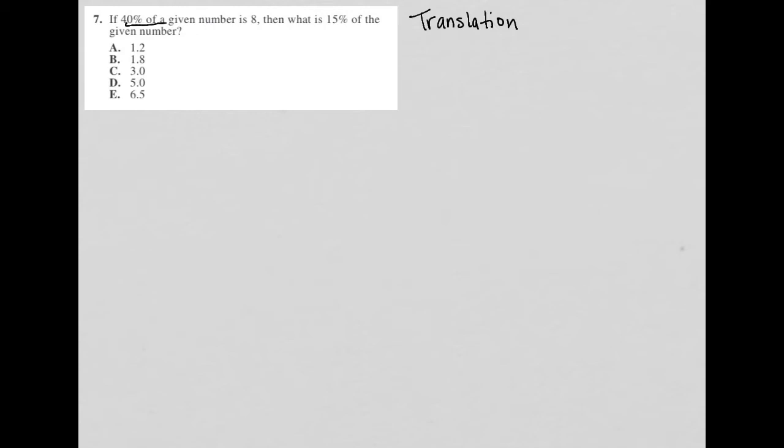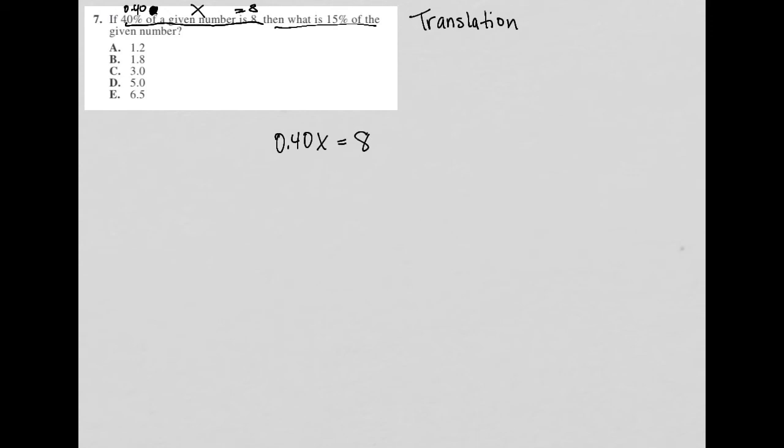So if 40% of a given number is 8, well, what does that mean? Of means multiply. 40% always means the decimal version. So we have 0.40 times, and then a given number. Do I know what that given number is? No, I don't. So I'm going to call it x. And maybe I should use a dot form of multiplication. Is equals, right? So is translates into equals and then 8. So I could turn if 40% of a given number is 8 into 0.40x equals 8.